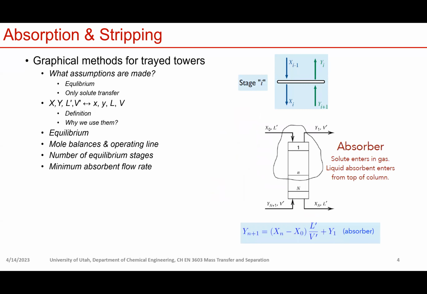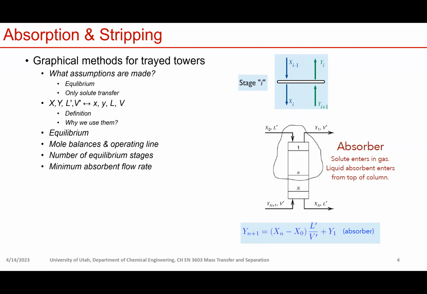So then we introduced, basically to answer those two questions, right? Well, what is the liquid absorbent flow rate? How many stages do we need? We introduced this graphical method for trayed towers, in which we can do this step-off operation. Basically, we need to understand under what scenario, under what assumptions, we can apply these graphical methods.